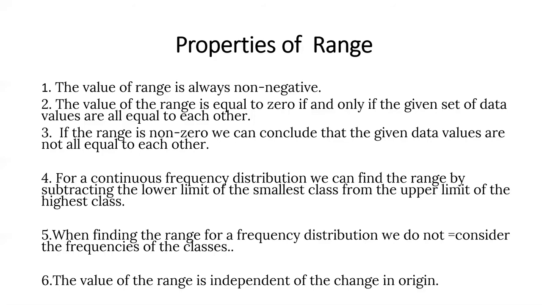Okay, then the fifth one: when finding the range from the frequency distribution, we do not consider the frequencies of the classes. While calculating the range, we don't consider the frequencies of the classes, only the upper limit and lower limit of the respective highest and smallest classes are considered. Then the sixth one is the value of the range is independent of change of origin. This point is important because these types of statements become the base for statement-wise questions. The value of the range is independent of change in origin, means there will be no impact of any addition or subtraction in the dataset on the range.